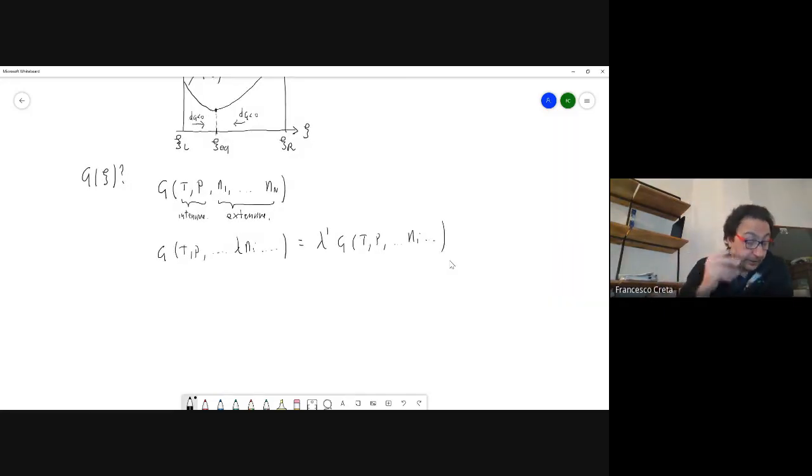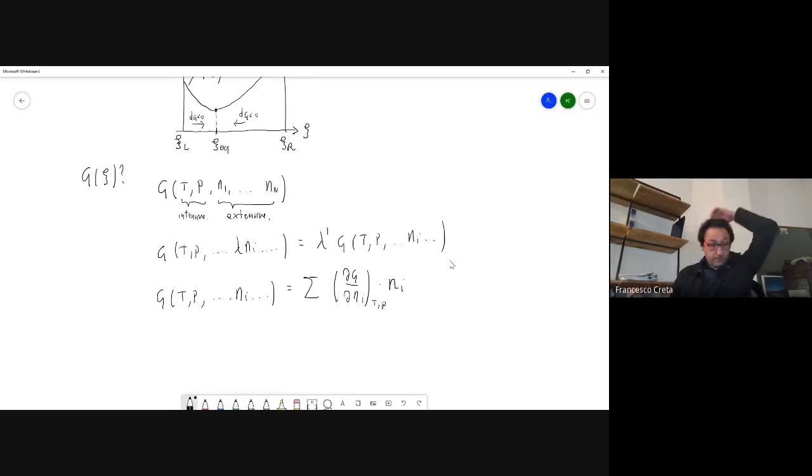If you remember, Euler's theorem, which is valid for these kinds of first order homogeneous functions, says that G can really be expressed as the summation, remember, of the partial molar quantities, dG by dn_i, calculated at constant T and constant pressure, times the number of moles.